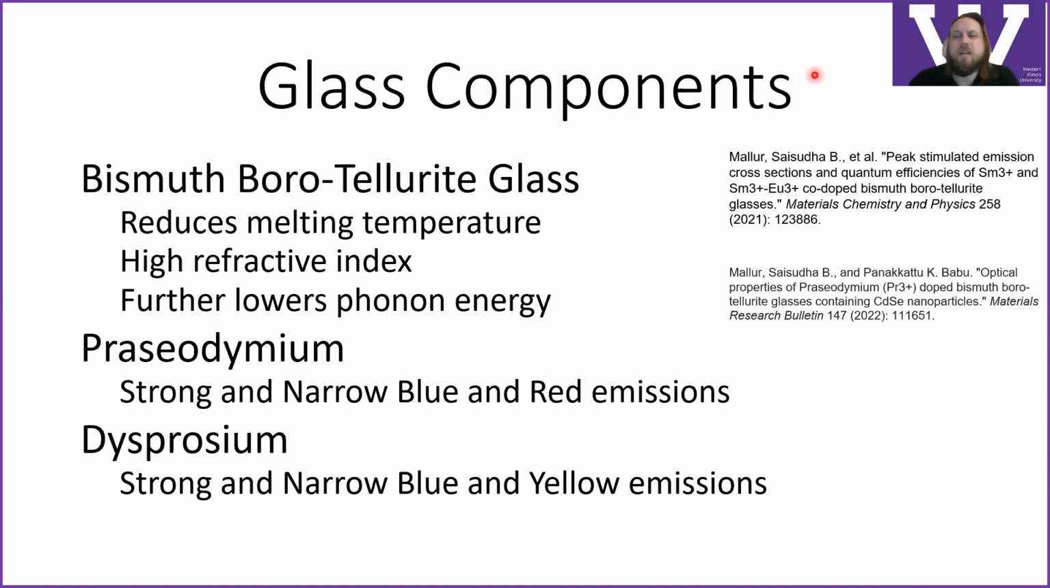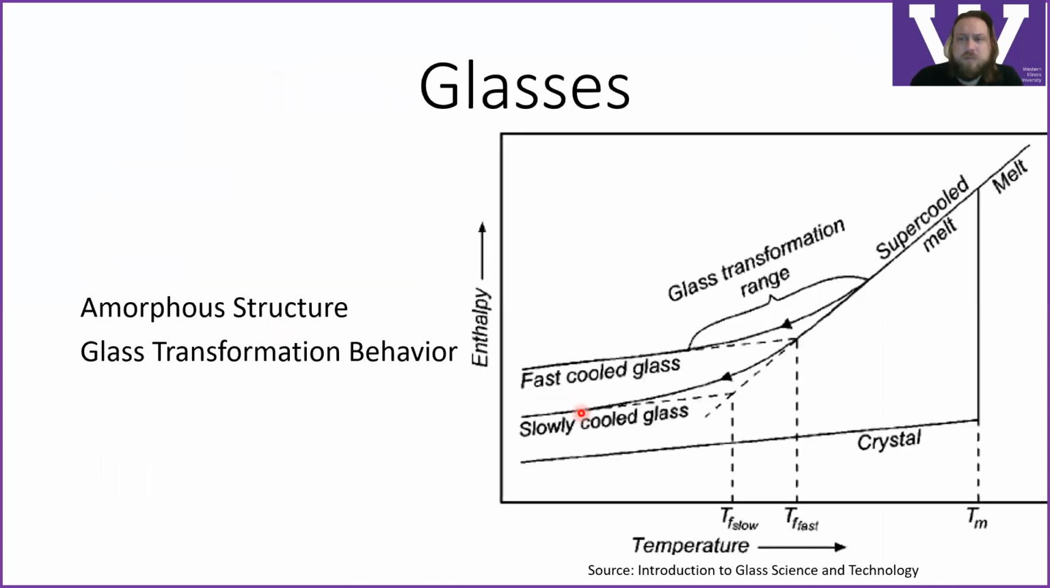If you're interested in learning a little bit more, there are a couple papers that the research group has put out recently that talk a little bit more about it. So then also we're using praseodymium and dysprosium as our rare earth ions because of the very strong emissions they have at blue and red for praseodymium and blue and yellow for dysprosium.